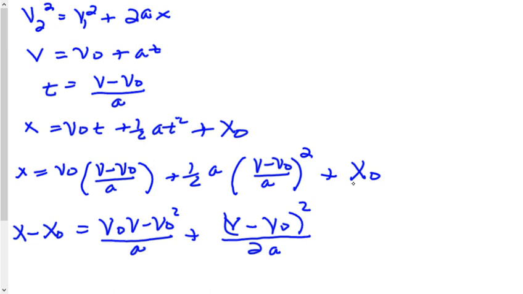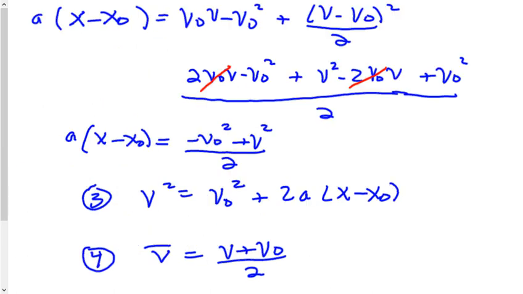Okay, now I'm going to take a look at this and say, well, I've got fractions I've got to deal with here. So now it's just going to be a matter of rearranging until we get to our familiar form up there. First of all, take x naught to the other side. So x minus x naught does equal what's left. Okay, so that's going to be our first step. Then I want to start getting rid of things on the bottom here. I do see that I have an a on the bottom on both sides, so I can take that a and multiply it to the other side. So a times (x minus x naught) equals v naught times (v minus v naught) plus (v minus v naught) squared divided by 2.